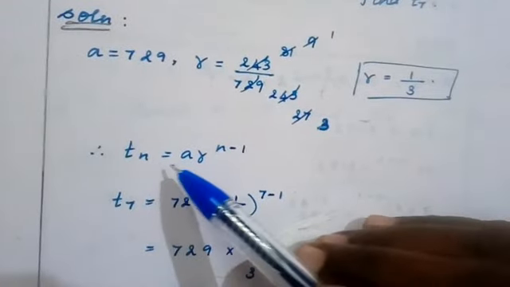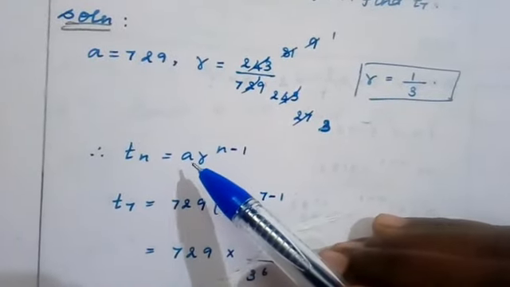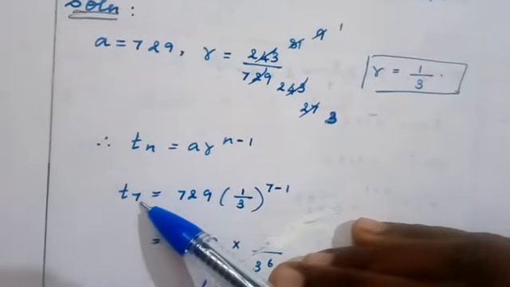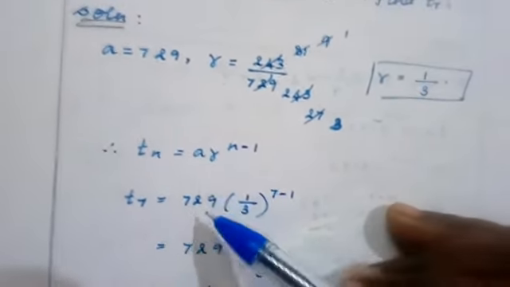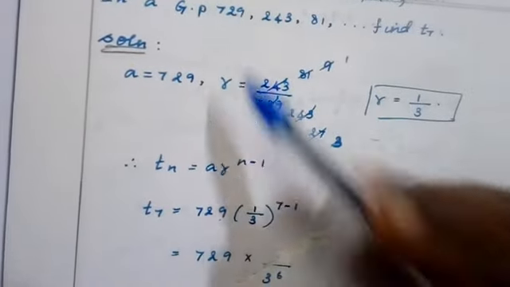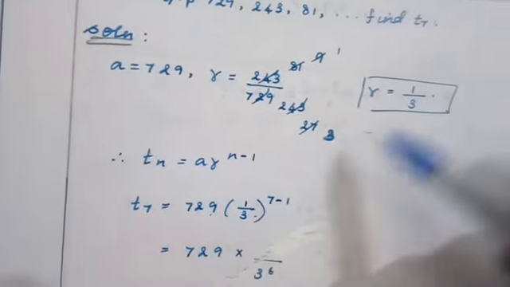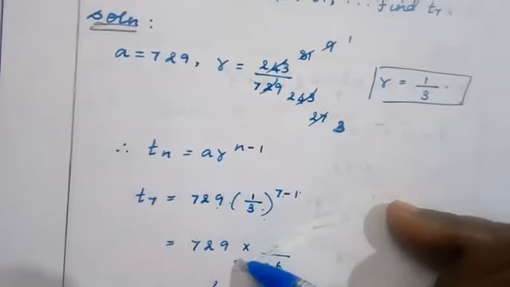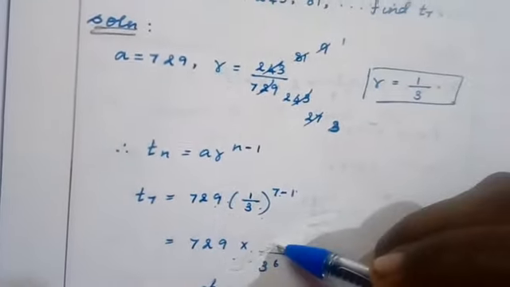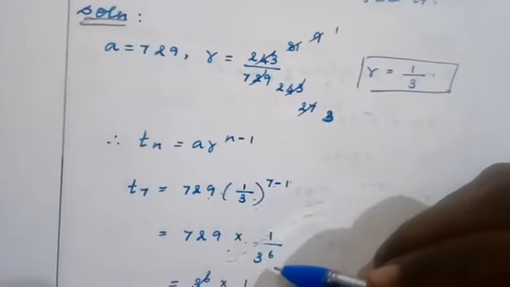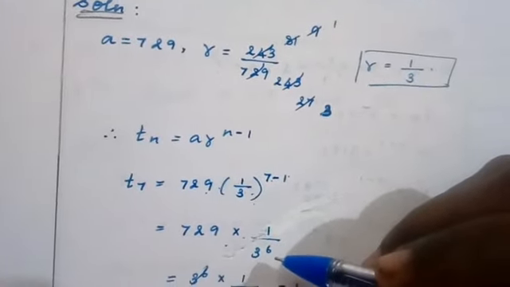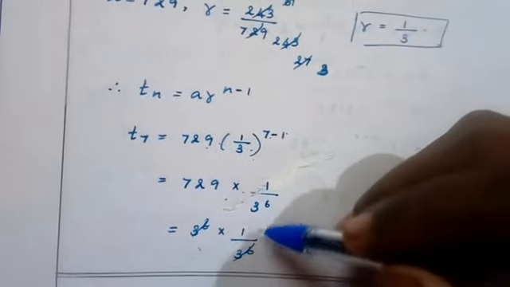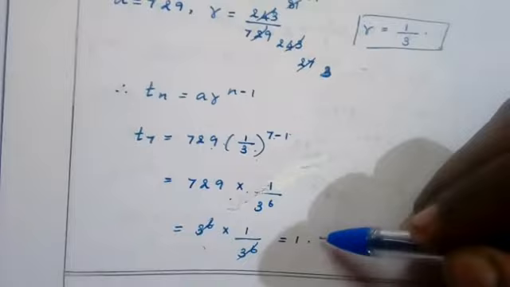The general form of the geometric progression is Tn equal to a into r power n minus 1. We want to find the seventh term. T7 equal to a, whose value is 729, that is given, into r, which we found is 1 by 3, whole power 7 minus 1. So 729 into 1 by 3 power 6. So this value is 3 power 6 into 1 by 3 power 6, that is equal to 1.